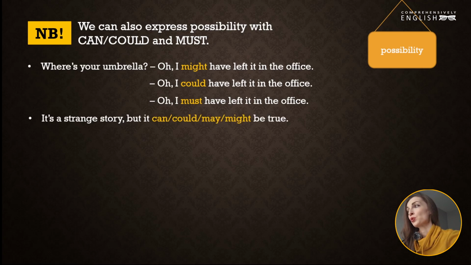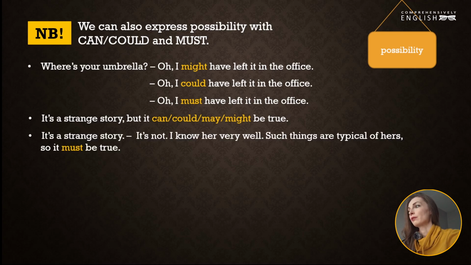It is a strange story, but it can, could, may, might be true, depending on what your attitude to the story is. It's a strange story. It is not. I know her very well. Such things are typical of hers, so it must be true. In this sentence, from the context, we expect such behavior from this person, so it must be true. The story that we were told must be true.